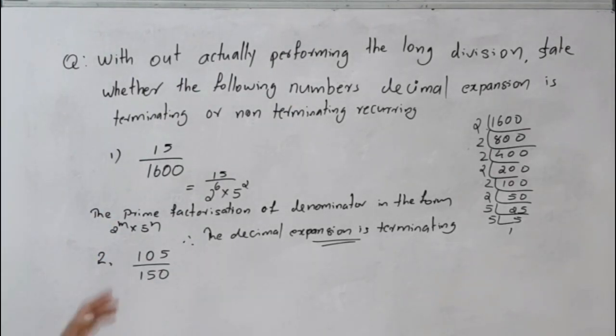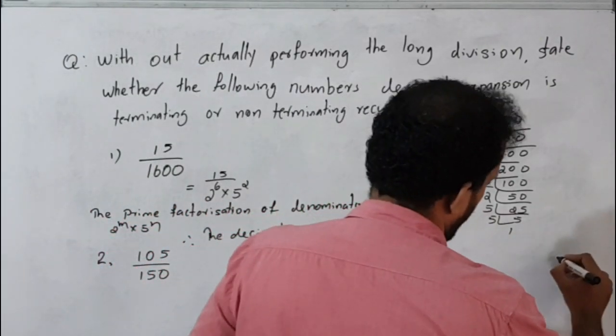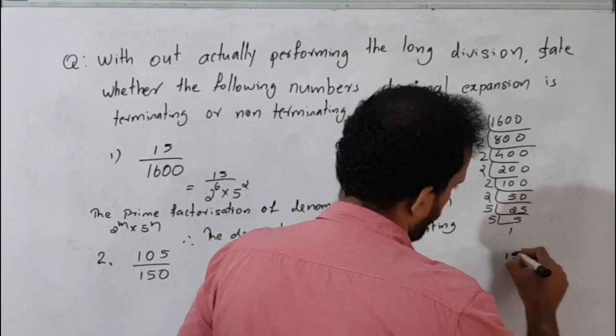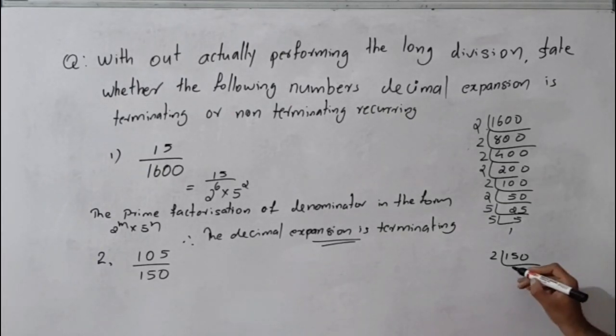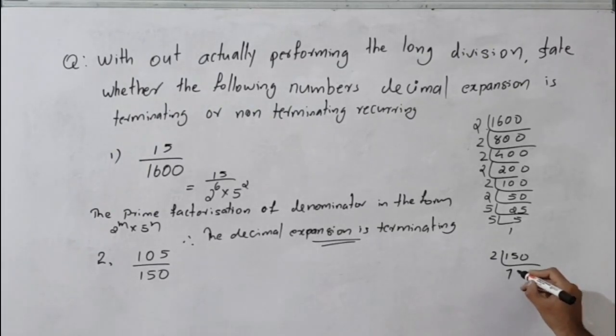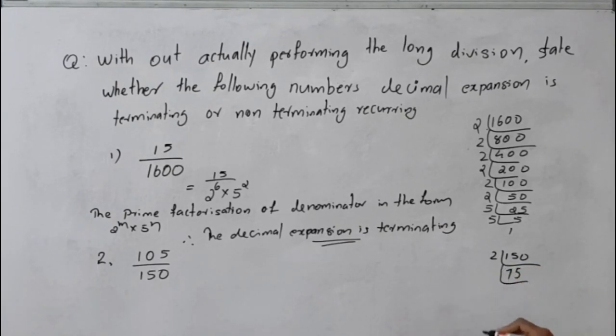Then what is first? We factorize 150, the denominator. First 2, how many times? 150 divided by 2 gives 75. 1 is balanced. Then 3 is possible: 75 divided by 3 gives 25. 1 is balanced. Then 25 divided by 5 gives 5, and again 5, 5, 1.